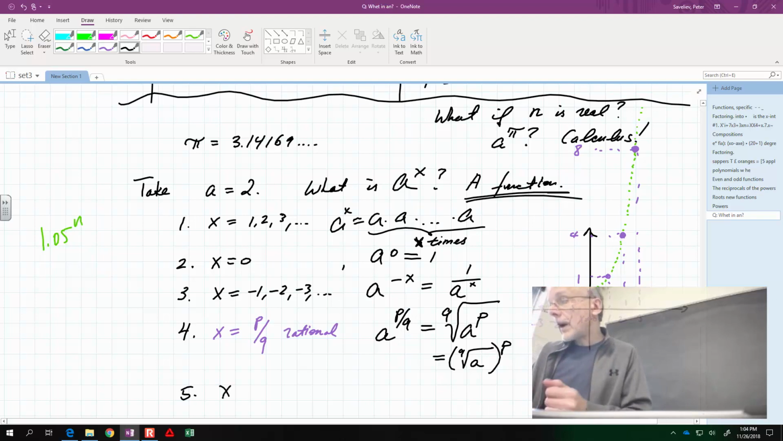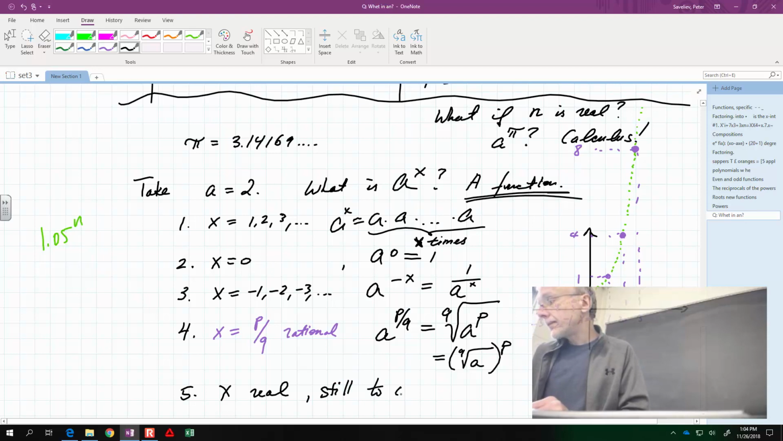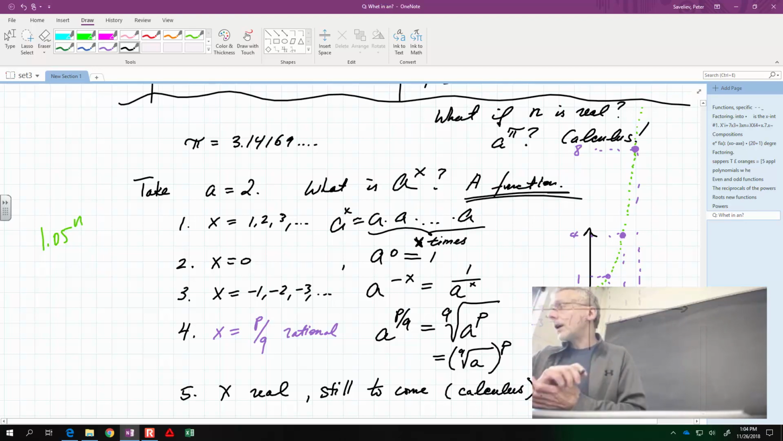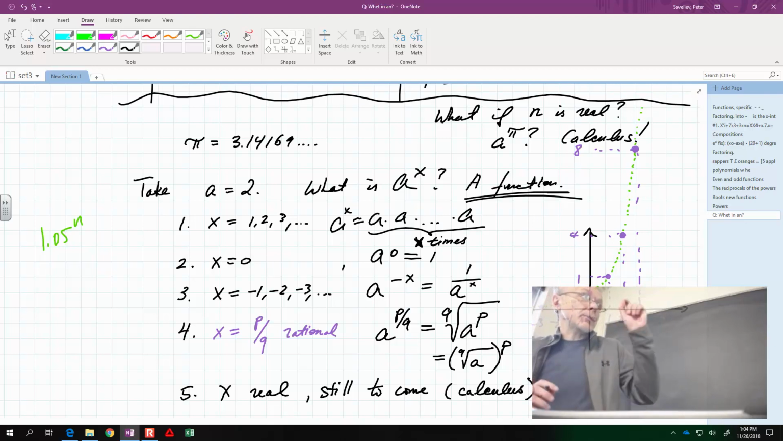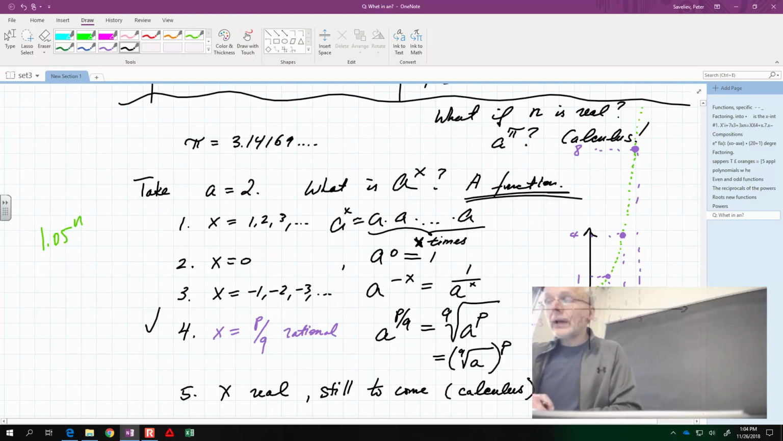So number 5 is x real, and that's still to come, but not in this course. It is explained in calculus. So what to do about those irrational numbers? What if the exponent is irrational? What does it mean? But at this time, it's not bad. Even if we only got to this point, we were able to fill all of the gaps. There are literally no gaps here. The rational numbers are so close to each other that they leave no gaps.